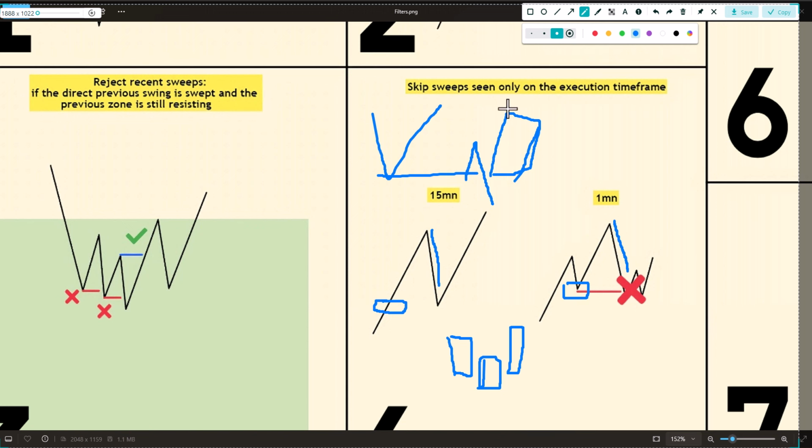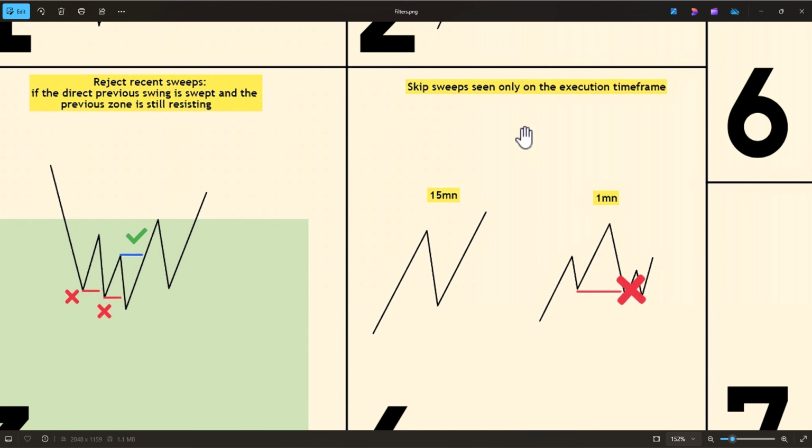Again, 1 bullish candle on the 1 hour can offer a lot of points on the 1 minute, and I believe that in the previous market review I shared an example of it, right? Or before the previous, I don't remember, but you can check it. Okay, so skip sweeps seen only on the execution time frame. Again, strong momentum, you don't need that.